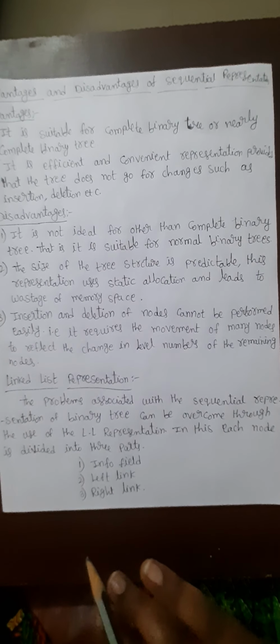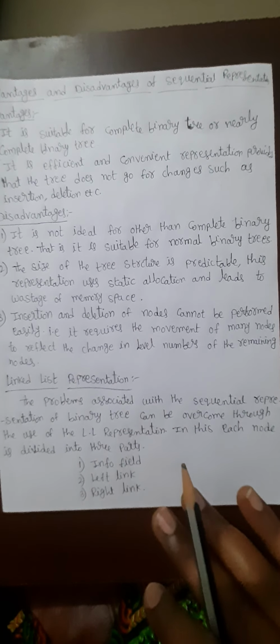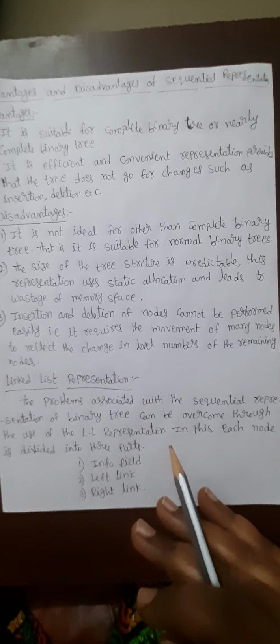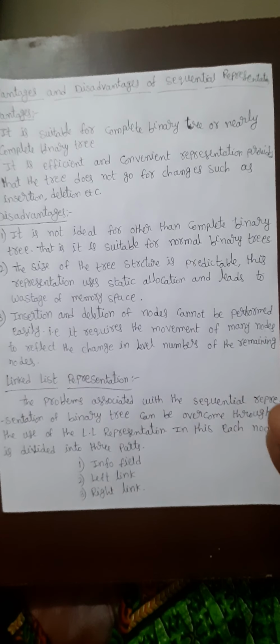This representation uses static allocation and leads to the wastage of memory size. Why? Because here we are using the arrays. Whenever we are using the arrays, already we know we are going to define it static. Whenever we are defining the static allocation, automatically there will be the wastage of memory. And insertion and deletion of nodes cannot be performed. Already we have seen it is efficient and convenient. In the advantages we have seen, it does not go for changes. That means we can't change. Insertion, deletion and all will not be possible in this.